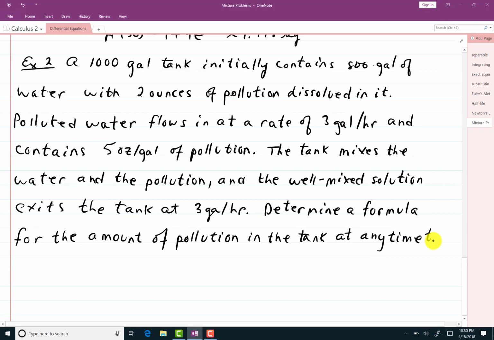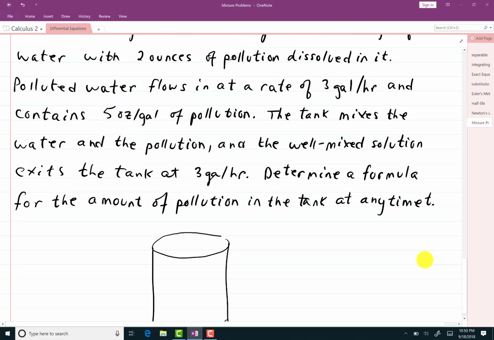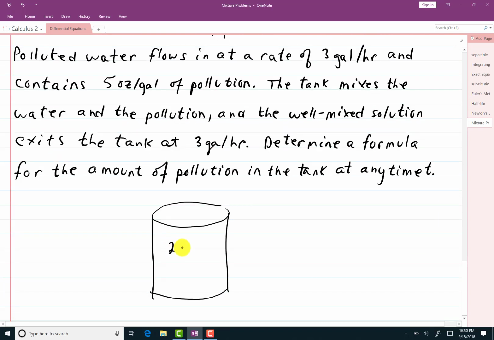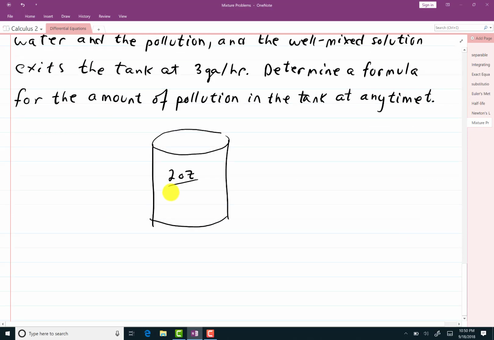So we're going to do the same thing as before. I like to draw the pictures of these. I think it's interesting, or it makes it easy to draw or write the equation. So we have a 1,000-gallon tank that initially contains 800 gallons of water. Let's put that in there. I have my tank. We have initially 2 ounces of pollution, but we have 800 gallons of water. This is our initial starting position.